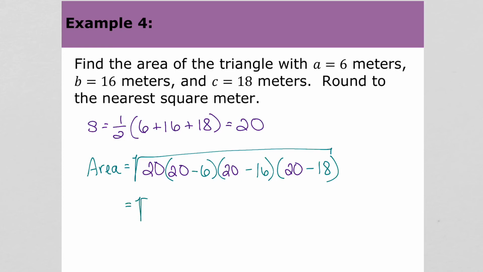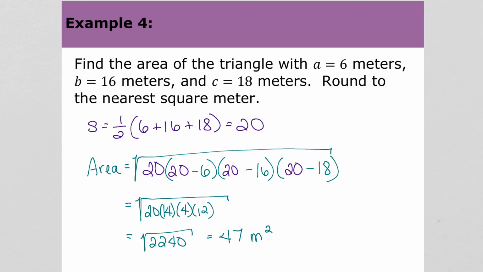So it'll be the square root of 20 times 4, or 14, times 4 times 12, which is the square root of 2,247 square meters is the area of this triangle. And that's the end of this section.